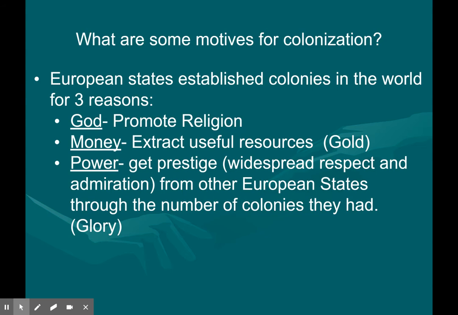It's the glory. So God, religion promoting itself; money, nations expanding in order to gain resources; and then power, like, look at me, I have all these colonies, I have all this land across the world, look how great my nation is. That is going to be a big factor in going outward and colonizing other nations. So these three reasons are the big motives for colonization in the first place: religion, resources, and power.